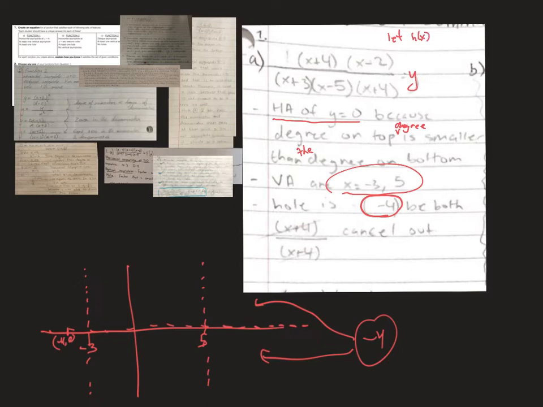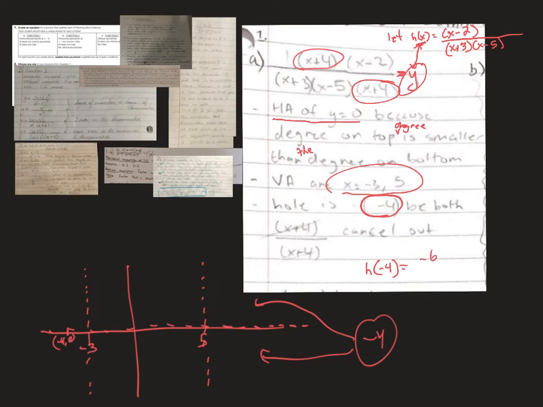h of x or something like that equal this new function, which would be x minus 2 over x plus 3 x minus 5. And keep in mind that h of x is very, very similar to y. It's going to be the exact same graph except at x equals -4. Right? So if we were to graph h of x, we would have the exact same graph as this y, except it wouldn't have a hole. But we can see where the hole will be by finding h of -4.